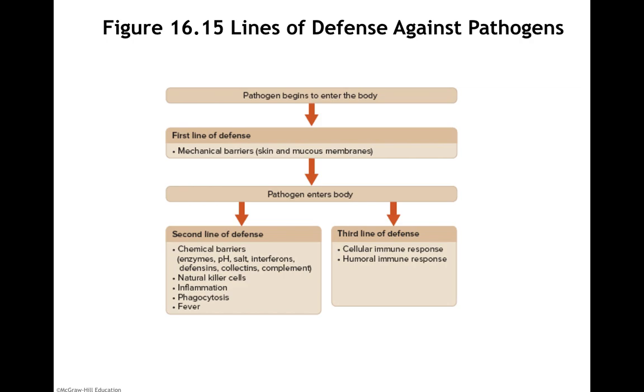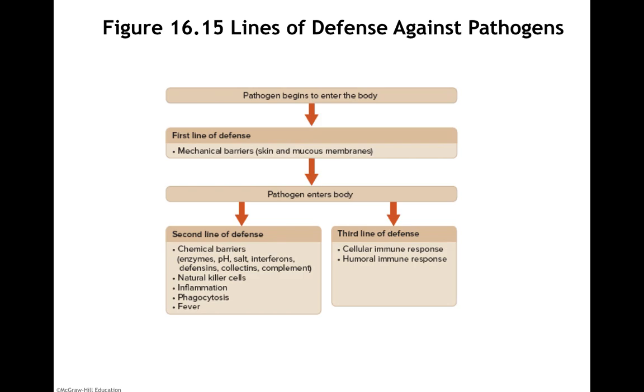So a pathogen begins to enter the body, and it would first encounter our first line of defense, the mechanical barriers. If it gets through those, and we haven't seen it before, it would have to fight its way through this second line of defense. So those chemical barriers, natural killer cells, inflammation, phagocytosis, fever.